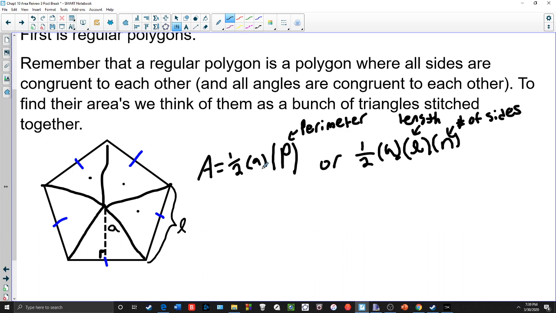So you can do either one. They're both going to give the same thing. Basically, P is what you get when you do these two together. L times N is the perimeter, essentially. So it's just a matter of how you want to write out your formula or think about your formula. But again, this only works for regular polygons. So if it's not a regular polygon, you can't use this trick because your triangles are no longer equal and you have to do a bunch of other stuff. But if it's a regular polygon, as long as you know this piece of information, you can solve it.